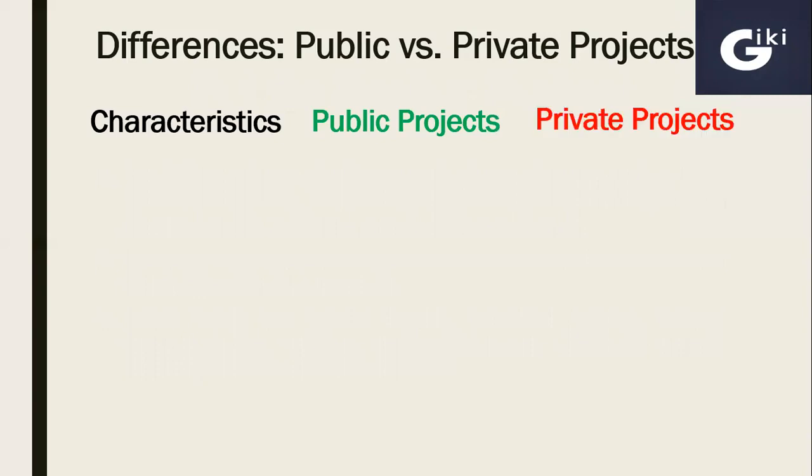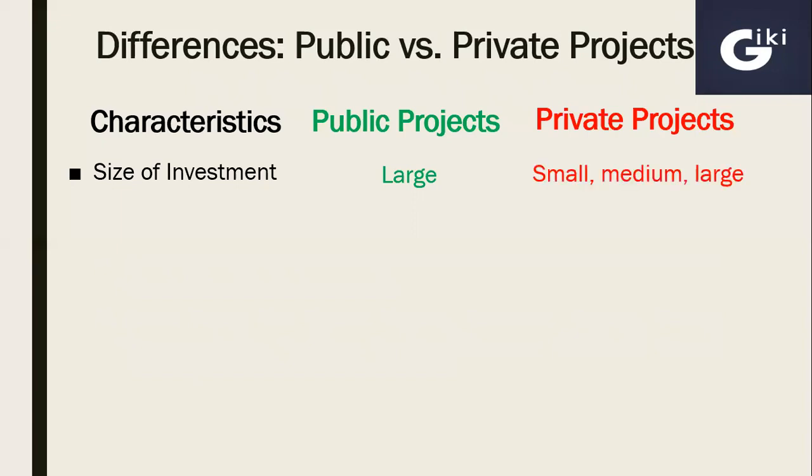So, we'll differentiate between public sector and private sector projects on the basis of several characteristics of both projects. For example, size of the investment. In public sector projects, we need large investments, and in private sector projects, we need small investment, sometimes medium investment, and large investment in rare cases where a private project is very big.